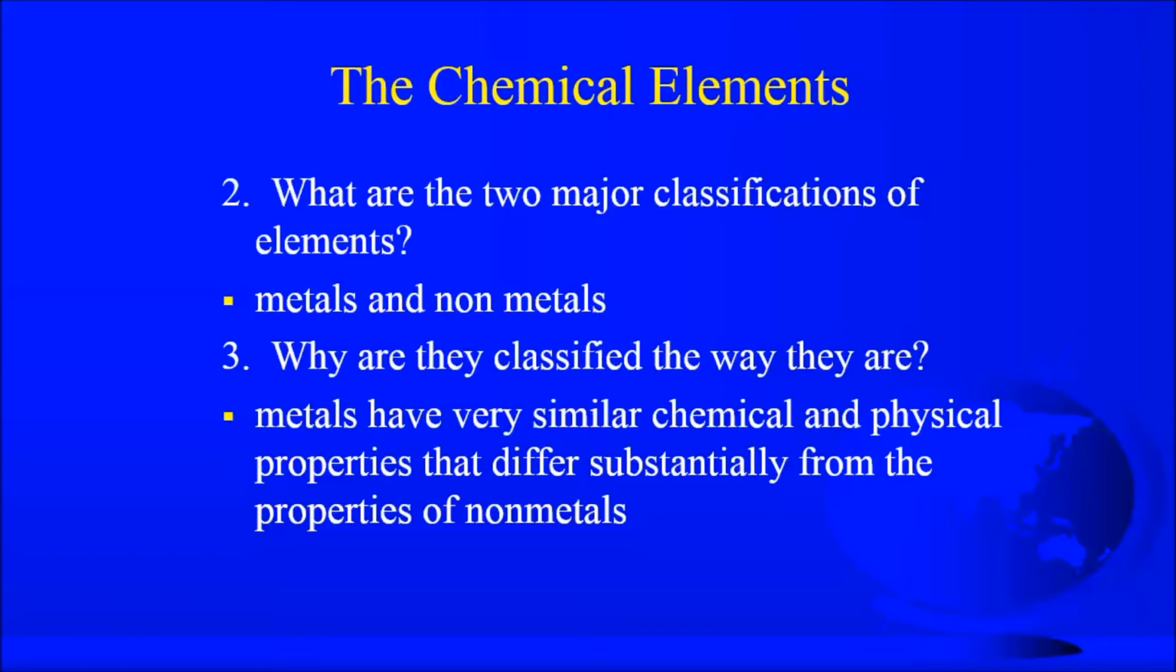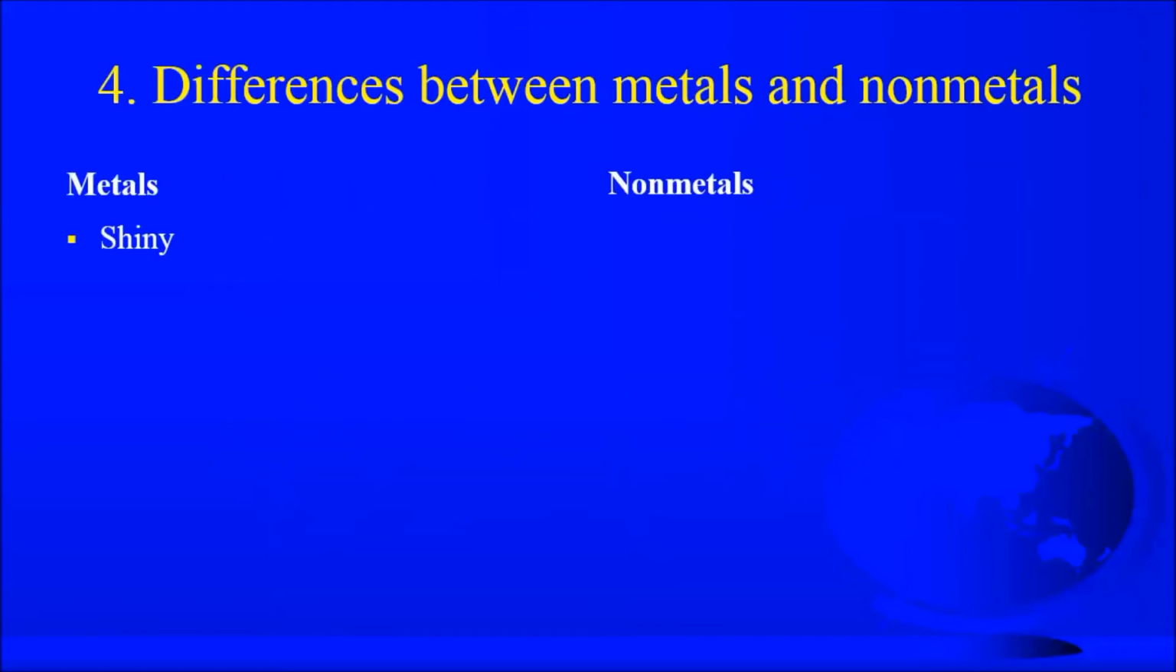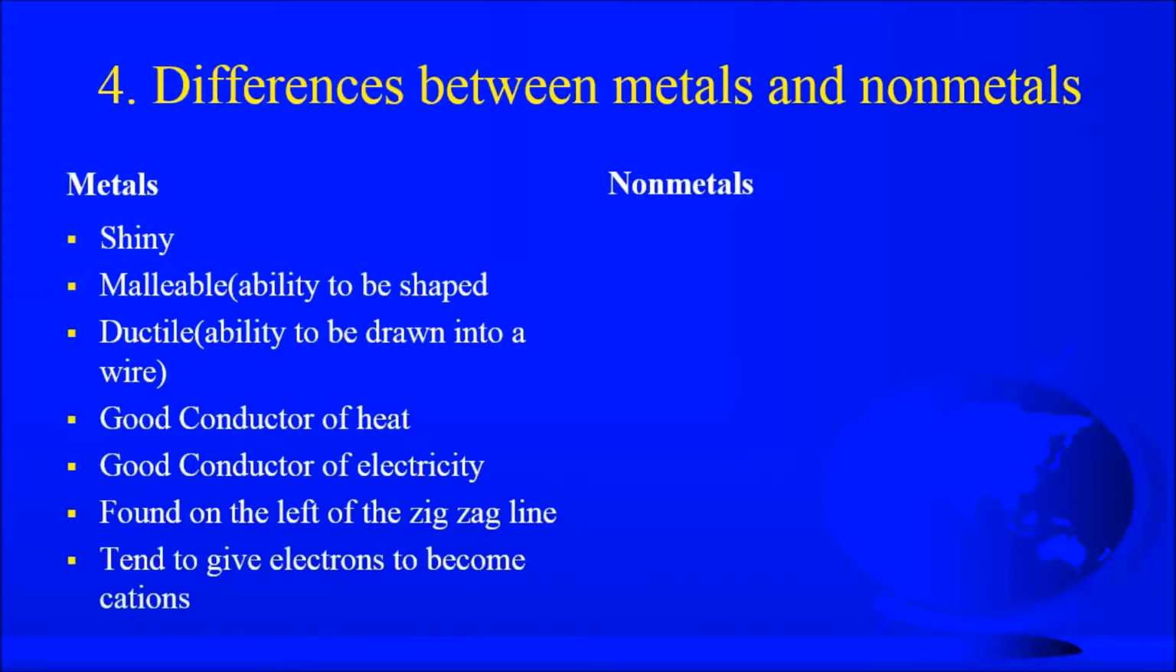So it's going to be a chart and go back and forth. Here we go. Metals are shiny, non-metals are dull. Metals can be like Play-Doh, pounded into whatever shape we want them to look like. You do that with a non-metal, it'll break apart into a million pieces. It is brittle.